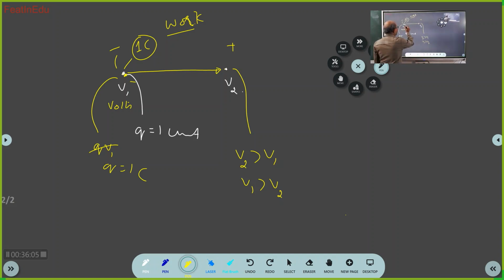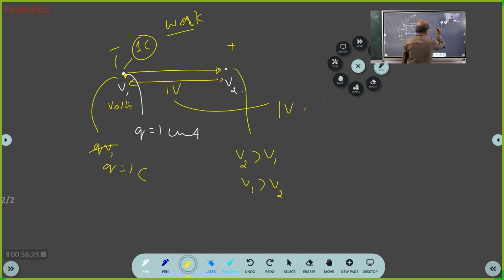Now, supposing the potential difference between these two is 1 volt, that is, V2 minus V1 is 1 volt. Then a potential difference of 1 volt means that to move 1 coulomb charge from here to here, I will expend 1 joule of energy. If the potential difference between these two points is 1 volt, then I will expend 1 joule of energy to move 1 coulomb of charge.